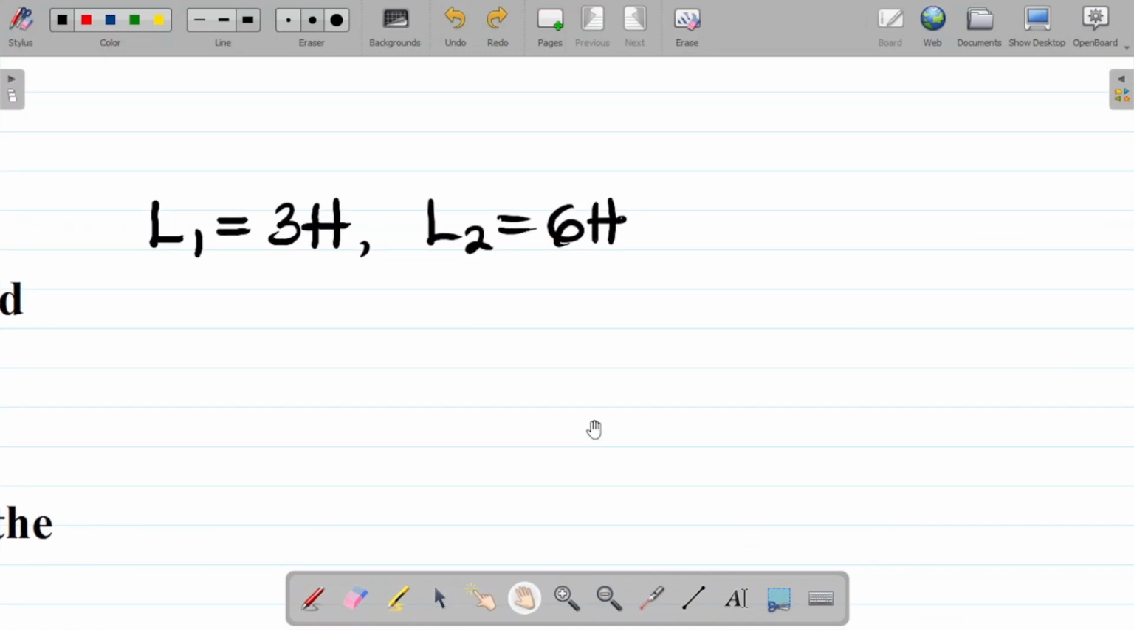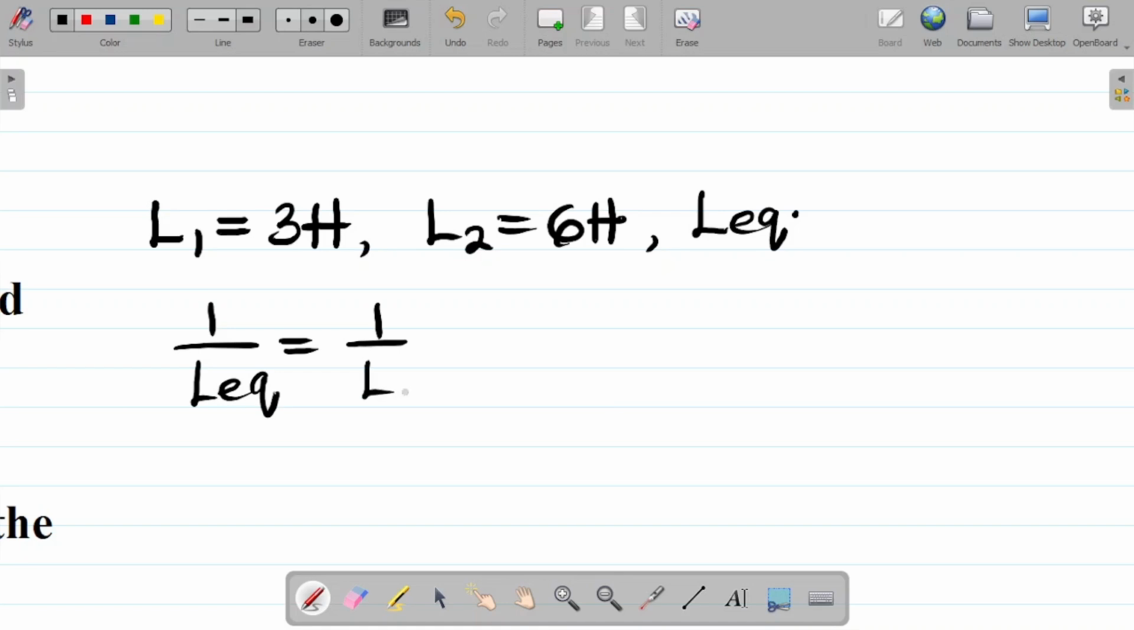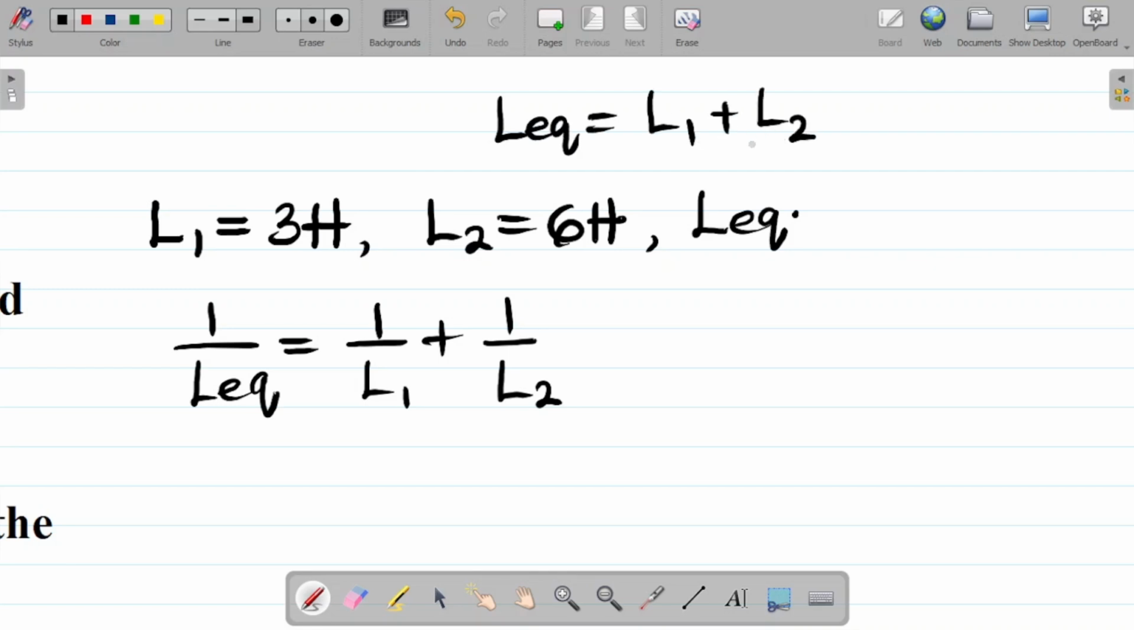Okay, let's get the equivalent. When inductors are in parallel, let's call the equivalent LEQ. In parallel, we would have that 1 all over the equivalent is equal to 1 over L1 plus 1 over L2. So this is how you find the equivalent of inductors in parallel. If they were in series, we would have that LEQ is equal to L1 plus L2. So if they're in series, to get the equivalent, simply sum them up like this. While if they're in parallel, you have to take the inverse.